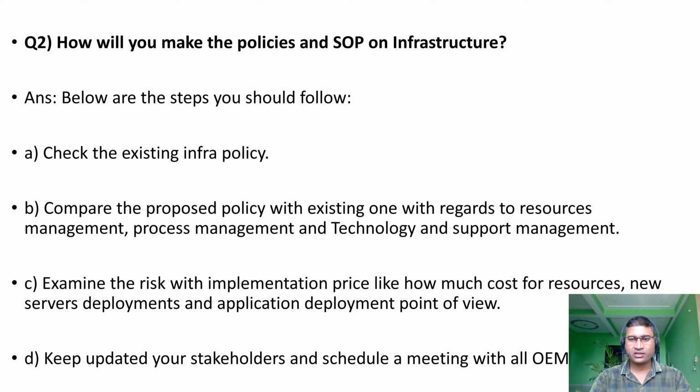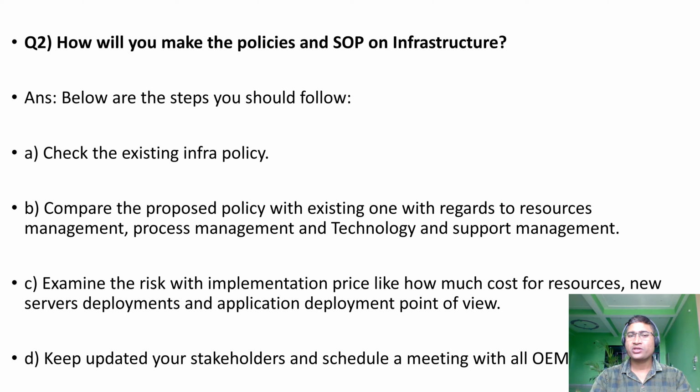Check the existing infra policy as the first step. Second, compare the proposed policy with the existing one with regard to resource management, process management, technology, and support management point of view. Third, examine the risk with implementation price, like how much the resources cost, new server deployments, new application development, and any number of things. Without understanding the price and the fundamentals of deploying, first you have to examine the risk, what the risk associated is, and how much the cost is for such deployments, for example servers in data centers and applications. So kindly analyze the risk from the infra point of view.